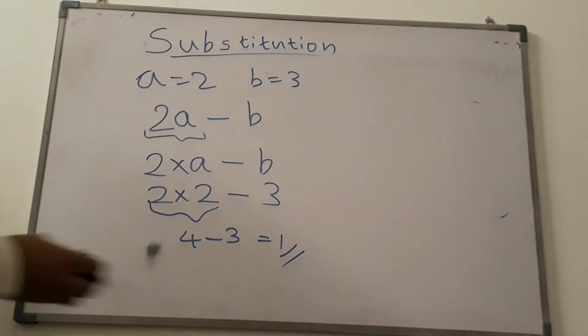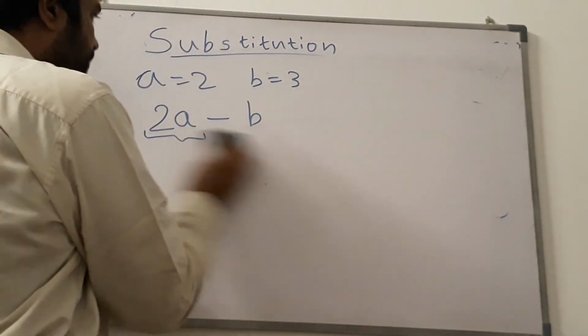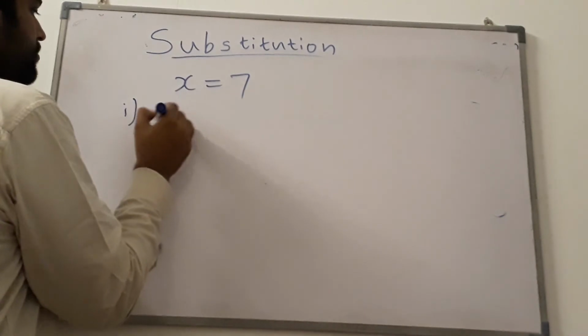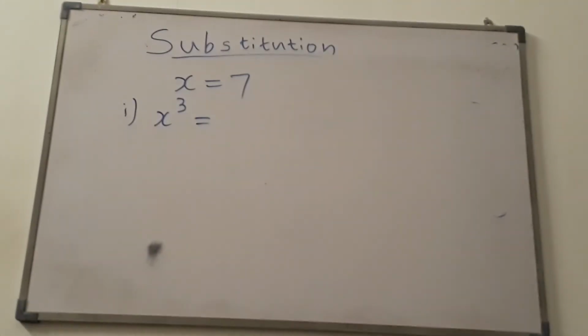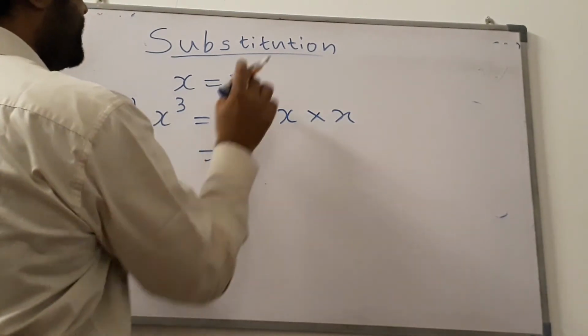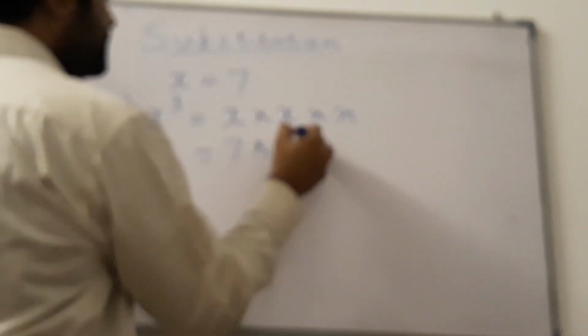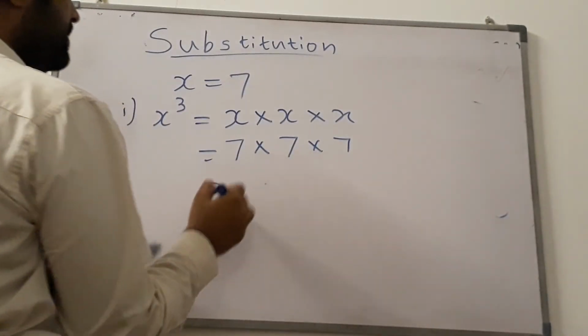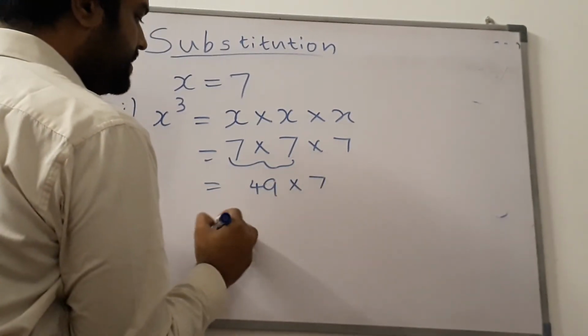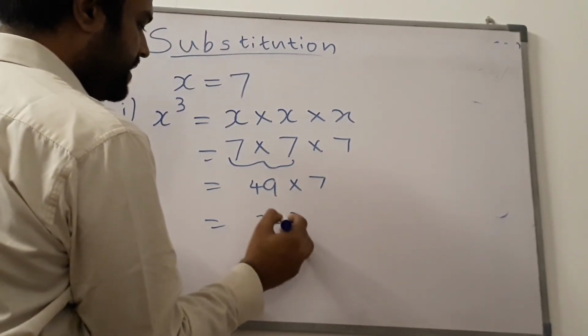Next. Same as if something is given like this: x equals 7. What is x cube? Okay, x cube means 7 cube. Or we can write x cube like this: x times x times x. Now instead of x we can write 7. 7 times 7 times 7. 7 times 7 means 49. 49 times 7 means 343.